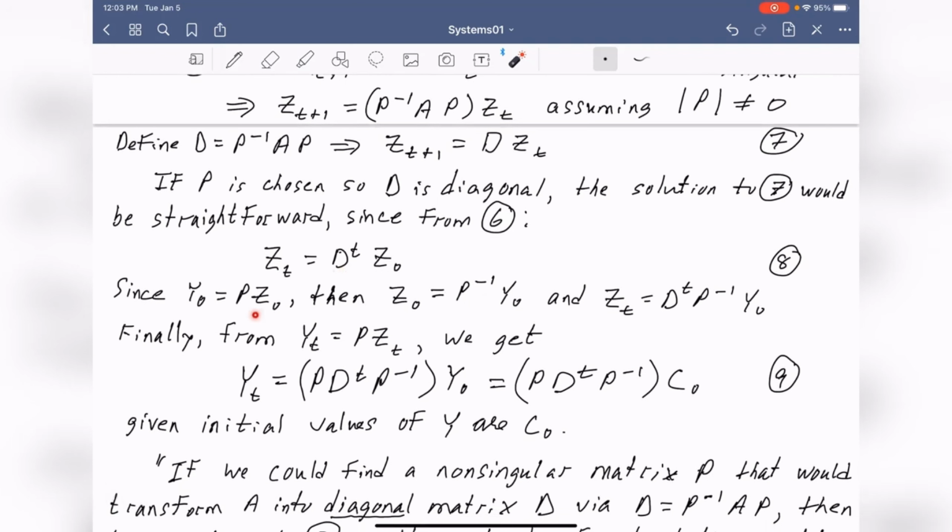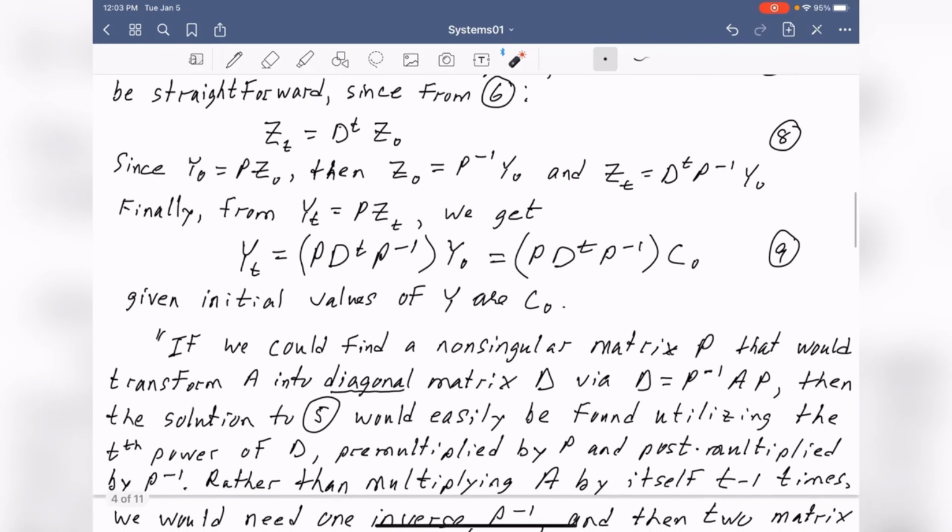Since Y_0 equals P Z_0, then Z_0 is P^-1 Y_0, so the inverse of P times Y_0, and Z_t is equal to this diagonal matrix D to the power t, so we have to multiply the diagonal matrix now, instead of the A matrix to the power t, multiplied by the inverse of P times Y_0, the first values of the y's that we want to solve for.